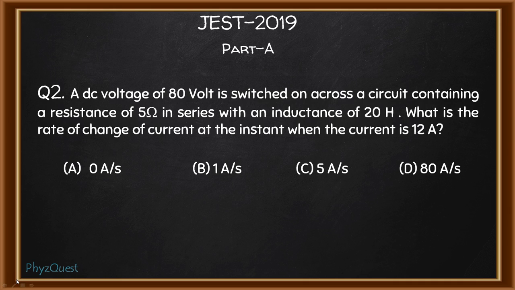So question number 2 is: a DC voltage of 80 volt is switched on across a circuit containing a resistance of 5 ohm in series with an inductance of 20 Henry. What is the rate of change of current at the instant when the current is 12 ampere? Now 4 options are given and you have to choose the correct option.